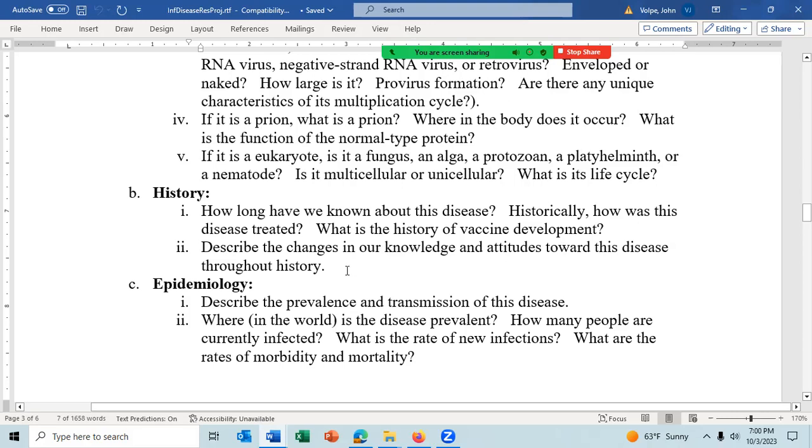Even in something that's very recent, we've changed in our knowledge and our attitudes toward the disease. Like nowadays in COVID-19, most people care less about it. They don't go to the stores anymore with a mask. They don't keep 6 feet away from other people. Okay. And our attitude has definitely changed about that. Our knowledge has changed too. And so you should discuss a little bit about that. If the disease is very old, our knowledge and attitudes have changed dramatically.